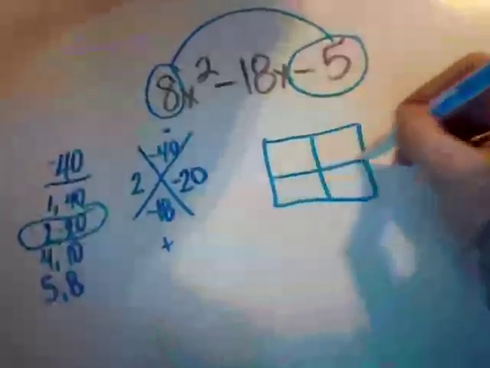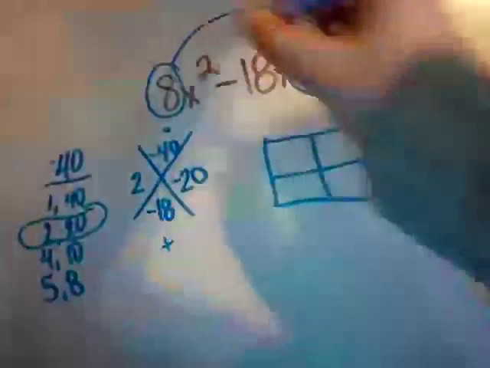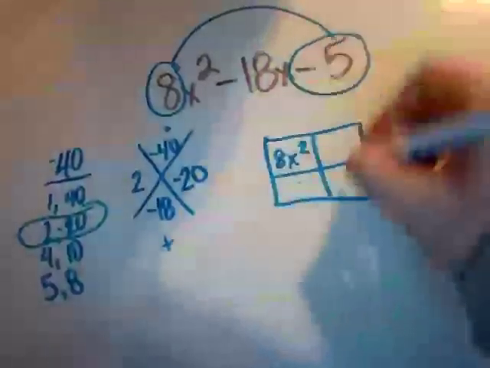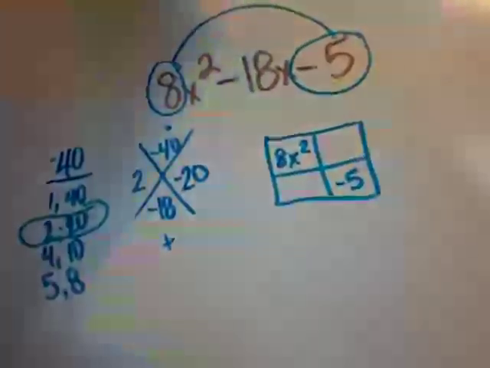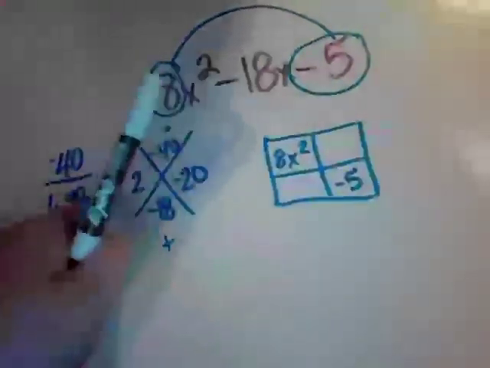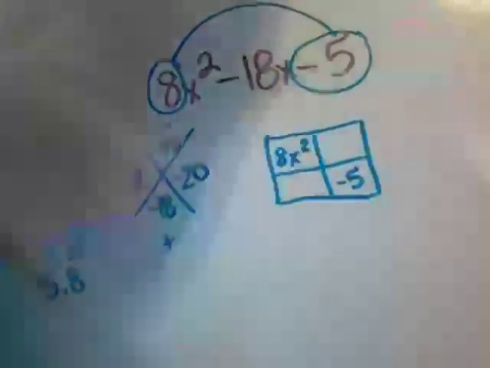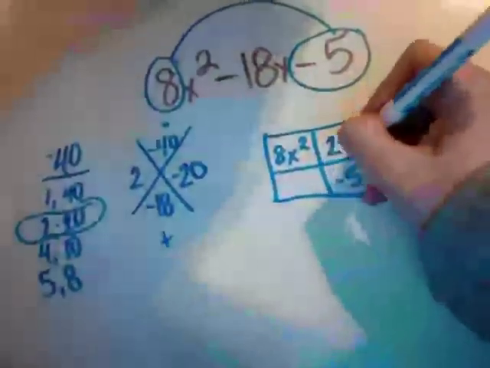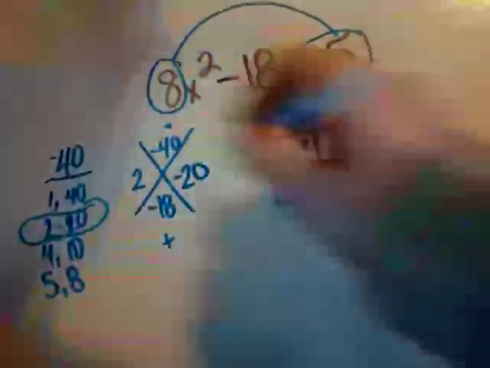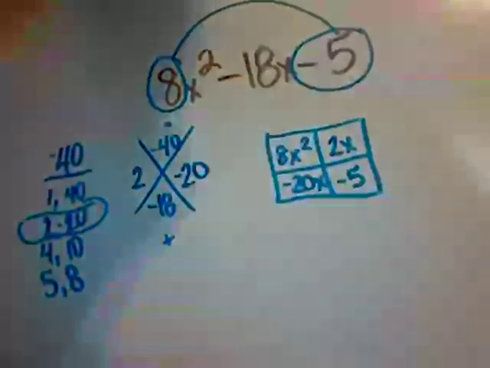I'm going to take the first term from the problem, the 8x squared, and put that in the first box. The last term, the negative 5, goes in the last box. The two terms from the x go in the two boxes. So I have a 2x and a negative 20x. Remember, it keeps an x if it comes from the x.